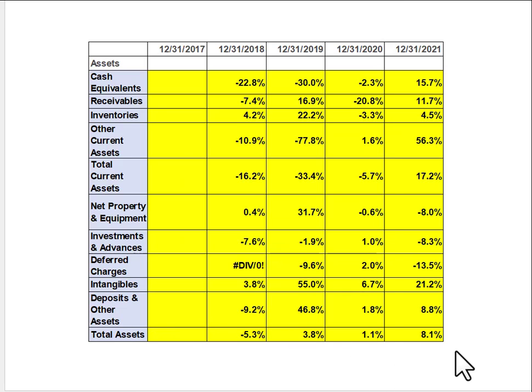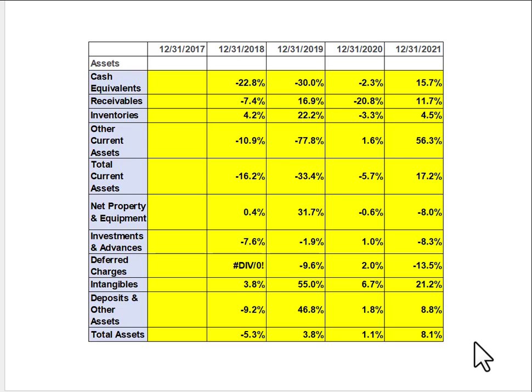We can do the exact same thing with the balance sheet. This just looks at the total asset section, right? But we can see the what? Total current assets from last year to this year are up 17%. So we've increased this fairly significantly, right? Net property equipment, we already said we know there's a decline. It's down 8%.